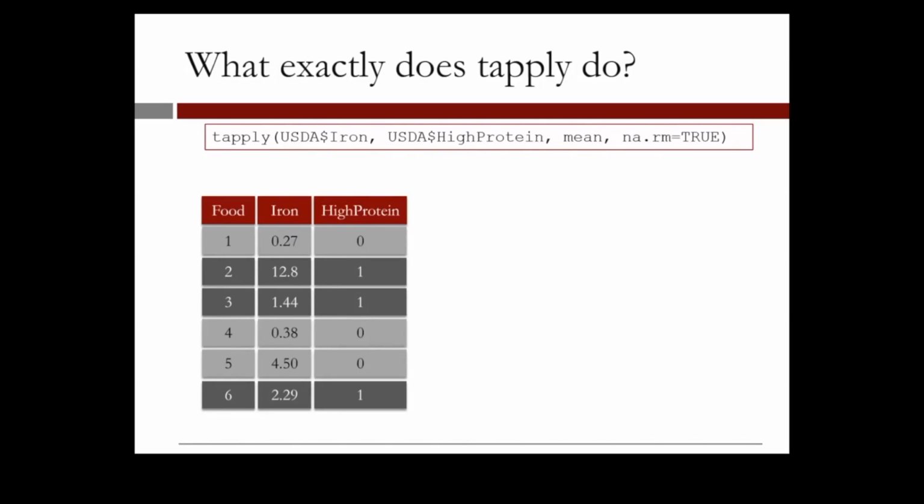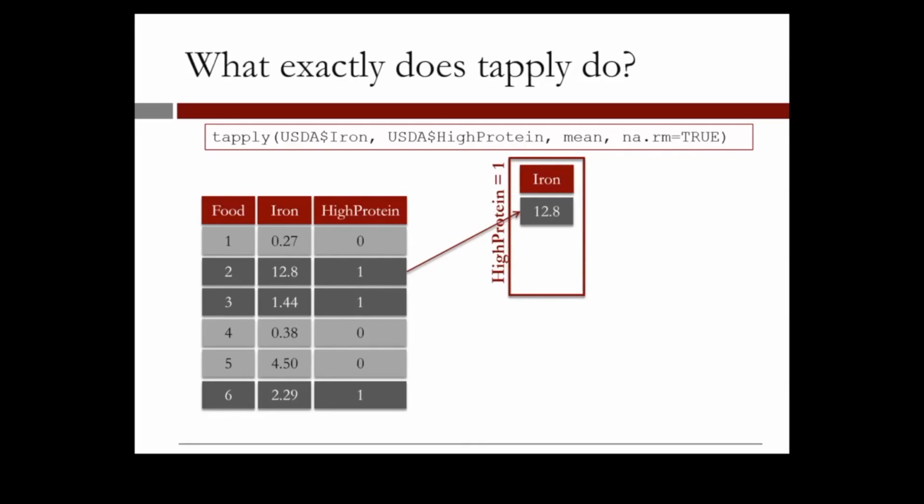Then we group the remaining foods that have protein levels below average, and this corresponds to food 1, food 4, and food 5. Then we compute the mean of iron level for each group. In this case, the mean of the group with high protein levels is 5.51, and the mean of the group with low protein levels is 1.72. And this is the result of the tapply function.